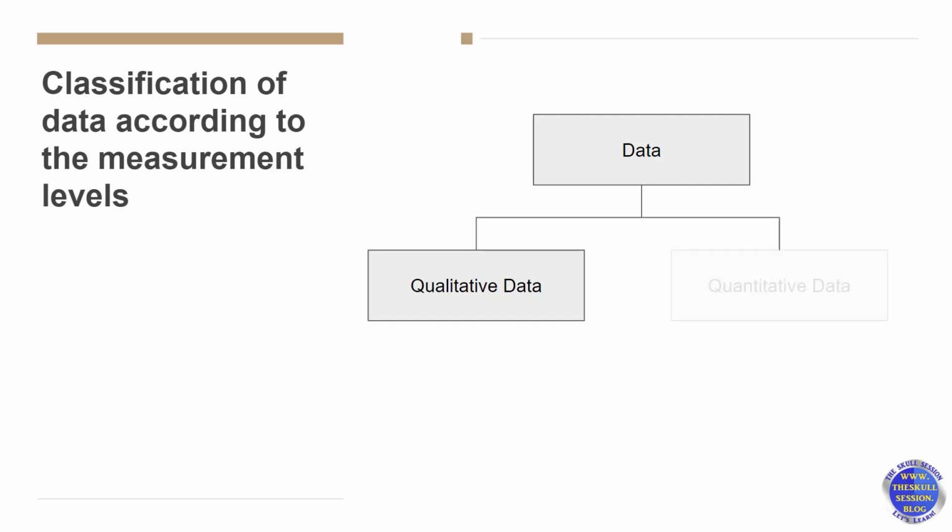Whereas the quantitative data, as the name suggests, is about quantity. These are data which can be directly measured in numbers. For example, the weight of the cake, the number of units which is sold, all these are quantitative data.